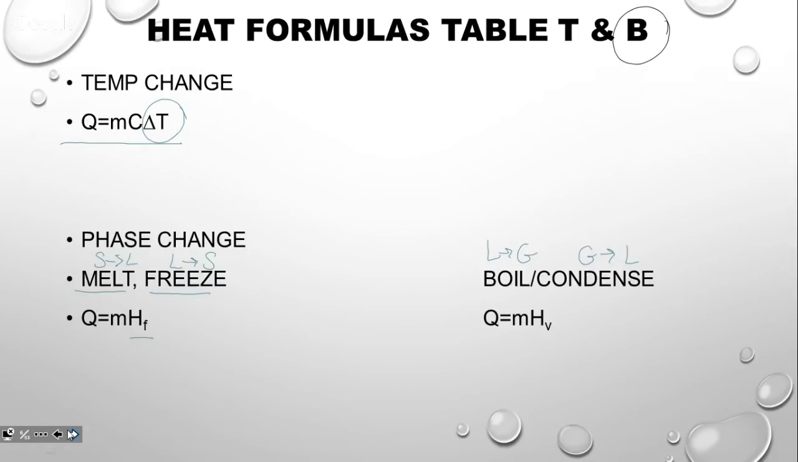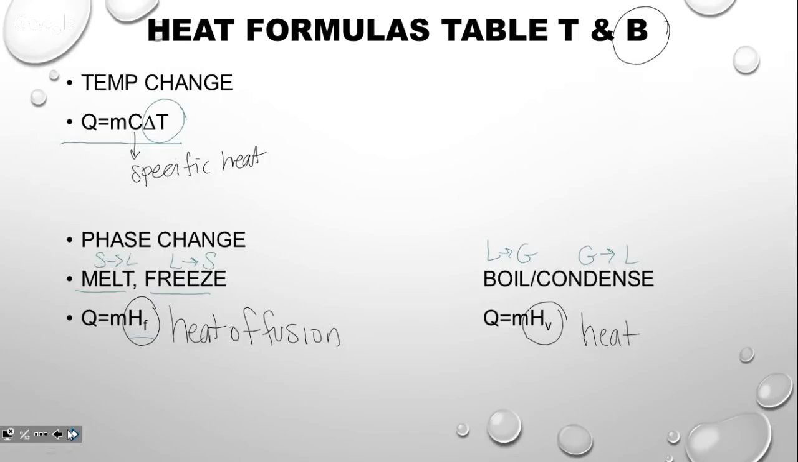Table B has the constants on it. Remember that the C is called the specific heat, and the values for water are found on table B. HF is called the heat of fusion, and it's the amount of heat it takes for 1 gram to melt. And HV is the heat of vaporization. The heat of fusion and the heat of vaporization, again, are for phase changes.